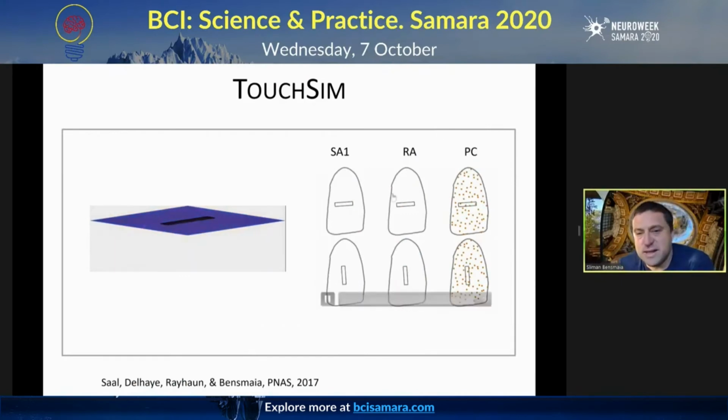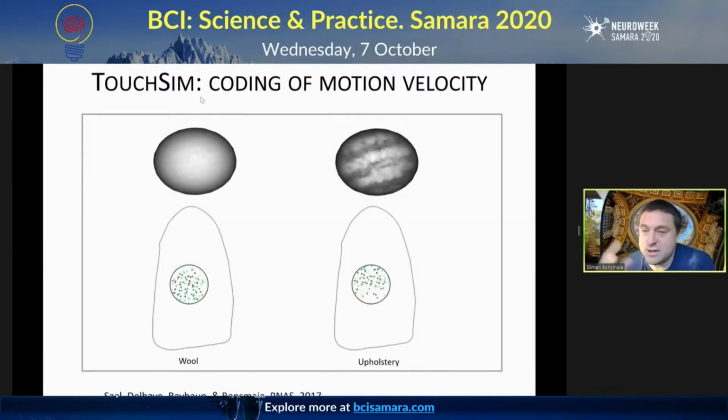So for instance, you can see that RA and PC afferents only responded during the indentation and retraction phases, whereas the SAs respond throughout, et cetera. So it really gives you a detailed representation of how all the nerve fibers would respond. Here's now an example of textures. When you scan textures across the skin in different directions, you can simulate how each of these nerve fibers respond to that.